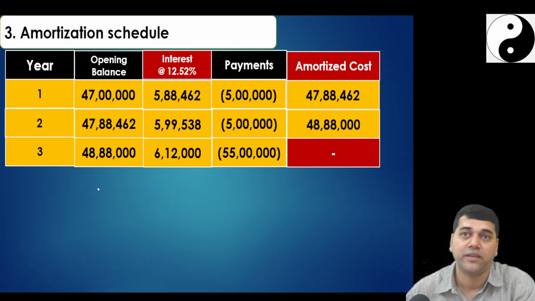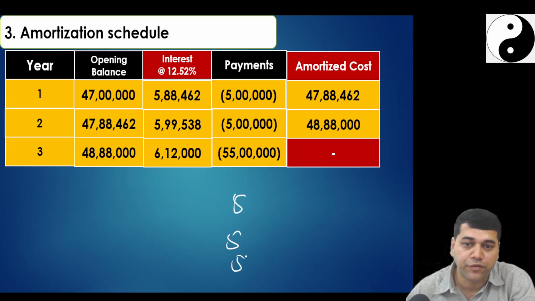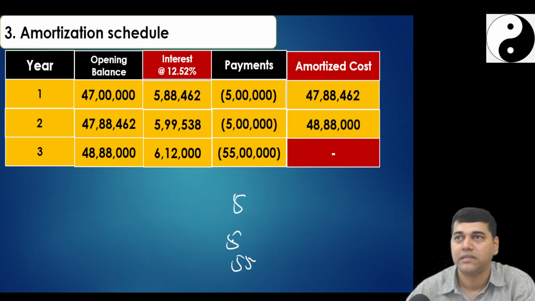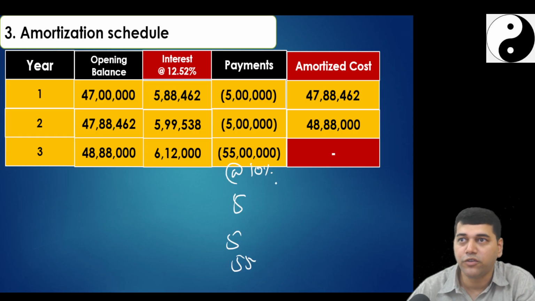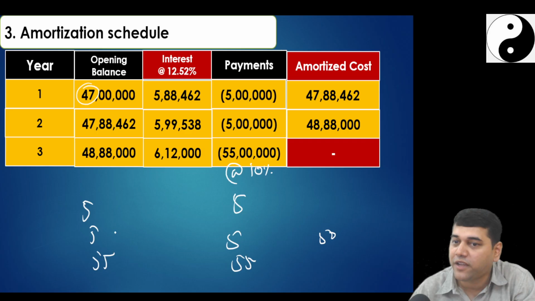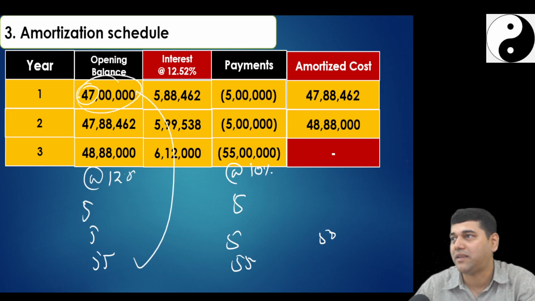Now tell me, students, see, there are 3 CCF: 5, 5, 55. At the 10% discounting factor, if I discount this 5, 5, 55, how much will I get? I'll get 50 lakhs. But I want 47, no. So for this 5, 5, 55, I should discount at 12.52. I get 47, my amortization balance.